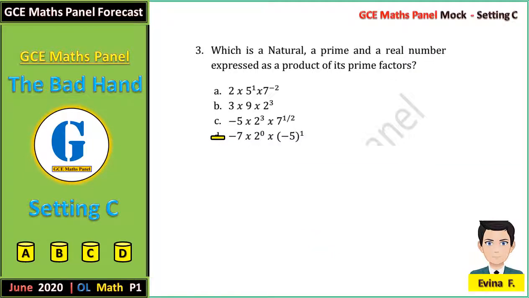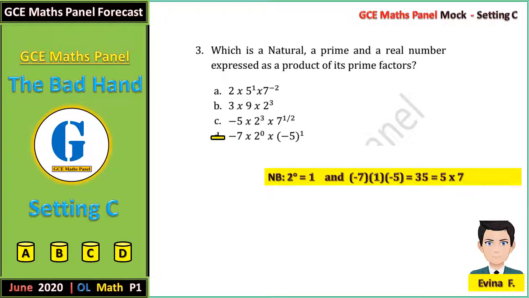Which is a natural, a prime, and a real number expressed as a product of its prime factors. Here the knowledge of exponents is required, and the idea of prime numbers and prime factors. And when you look at all of what has been given here, the only alternative that gives us these results is the fourth one, because minus 7 times minus 5 gives us 35 and can be expressed as 5 times 7.